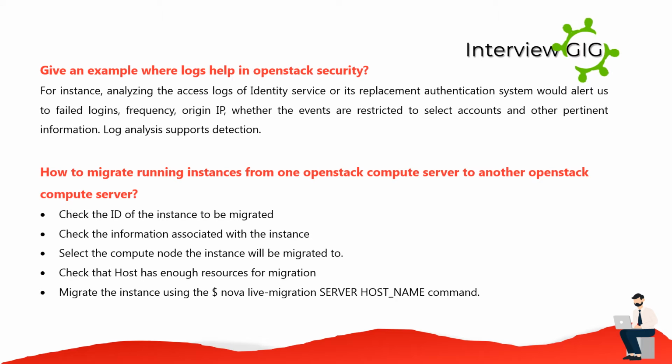How to migrate running instances from one OpenStack compute server to another? Check the ID of the instance to be migrated. Check the information associated with the instance. Select the compute node the instance will be migrated to. Check that the host has enough resources for migration. Migrate the instance using the $ nova live-migration server host_name command.